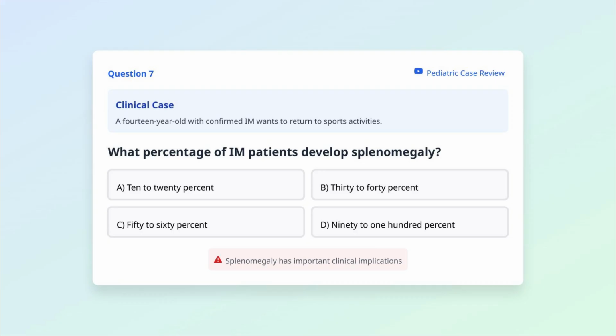A 14-year-old with confirmed infectious mononucleosis wants to return to sports activities. What percentage of infectious mononucleosis patients develop splenomegaly? Is it A, 10 to 20%, B, 30 to 40%, C, 50 to 60%, or D, 90 to 100%? Understanding the frequency of splenomegaly is crucial for appropriate management and activity restrictions in these patients.